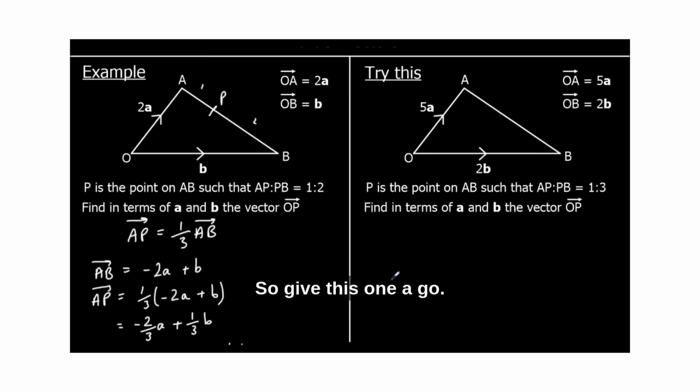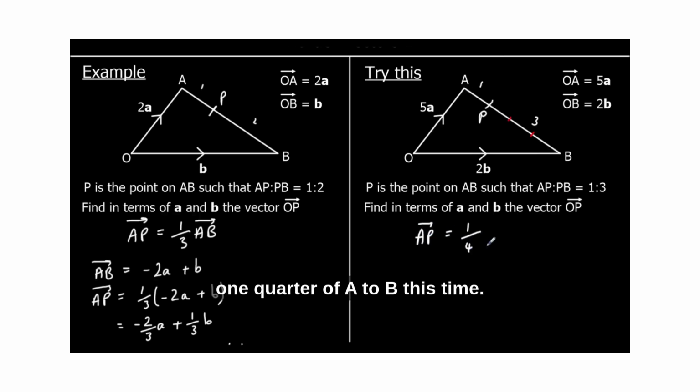And one of these for you to try. So give this one a go. This time P is 1/4 of A to B. So we've got A to P is 1 part, P to B is 3 parts. So we can imagine this is cut into 4 parts. So A to P is 1/4 of A to B this time. It's 1/4 of the whole journey.